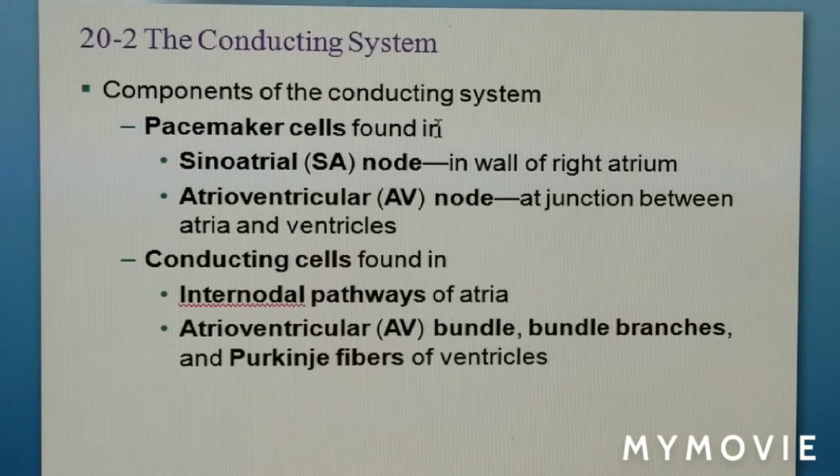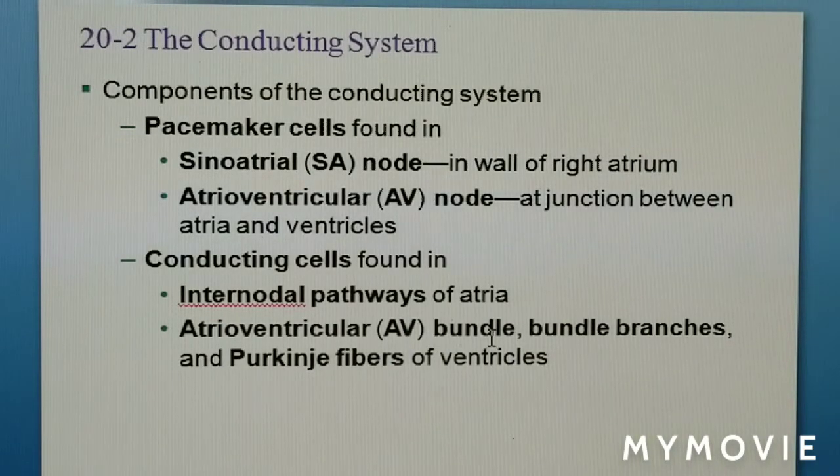So, components of the conducting system. We have pacemaker cells, which are cells that are pulsating. The pacemaker cells are found in the sinoatrial or SA node, which is in the wall of the right atrium, and the atrioventricular or AV node at the junction between the atria and the ventricles. Conducting cells are found in the internodal pathways of the atria.